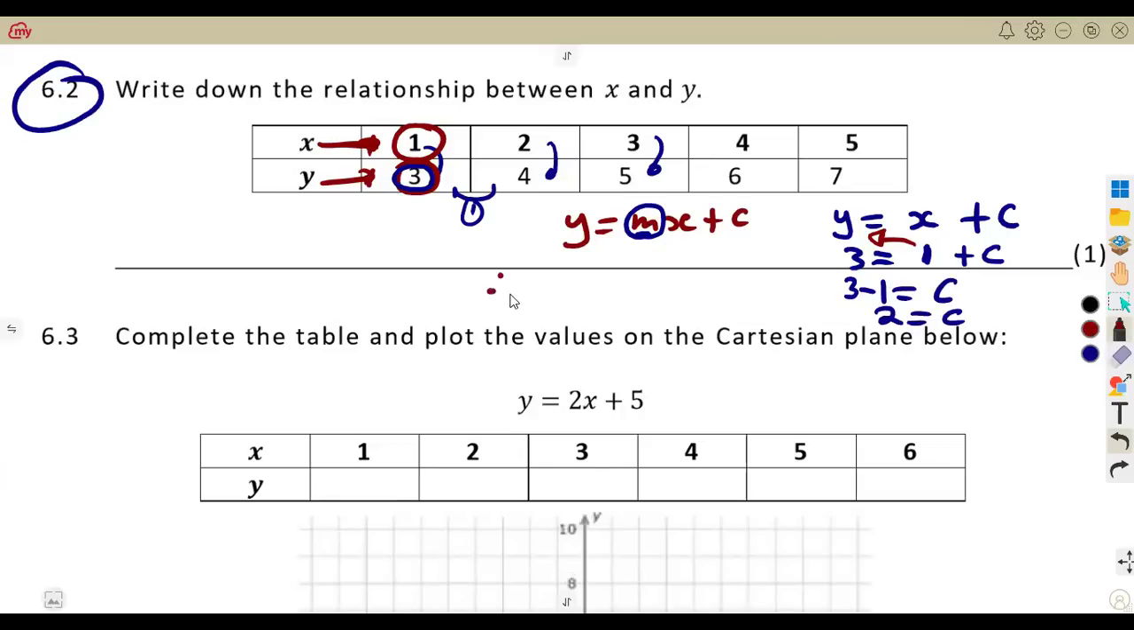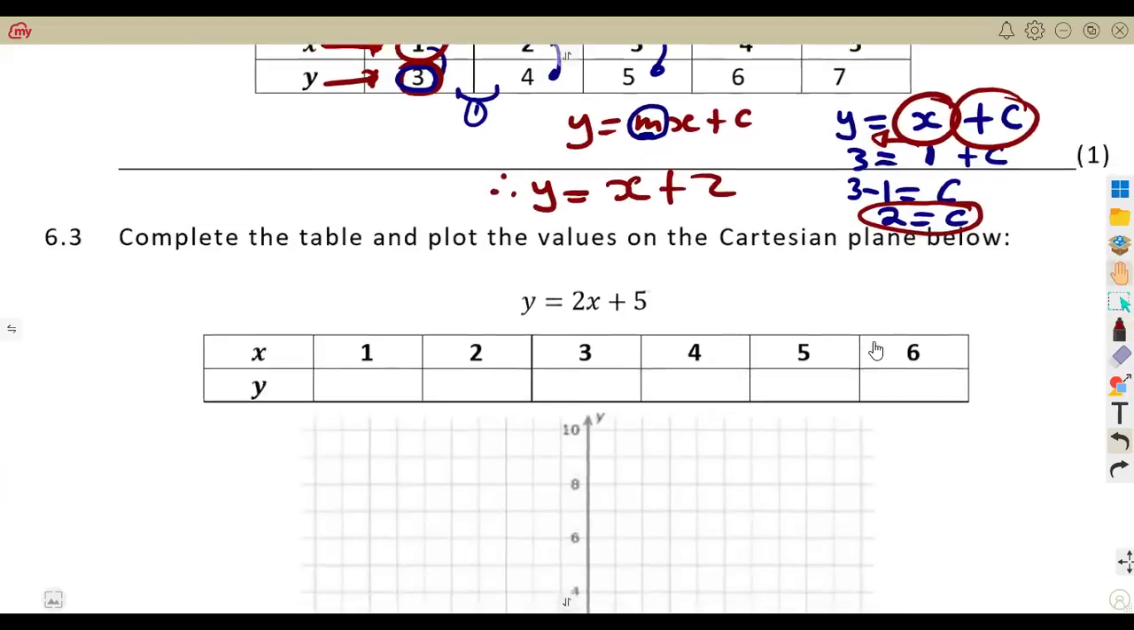So therefore, our equation or the relationship is going to be y is equal to what? x plus c. Our c, which is what? Our c, which is a 2. Just like that. So you can have these typical questions like that.